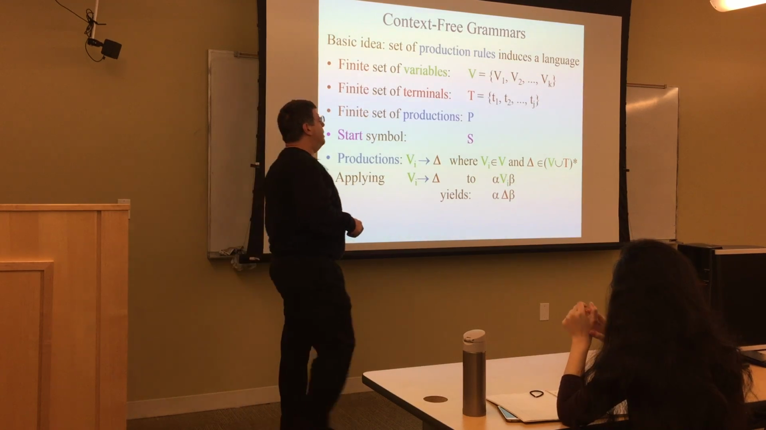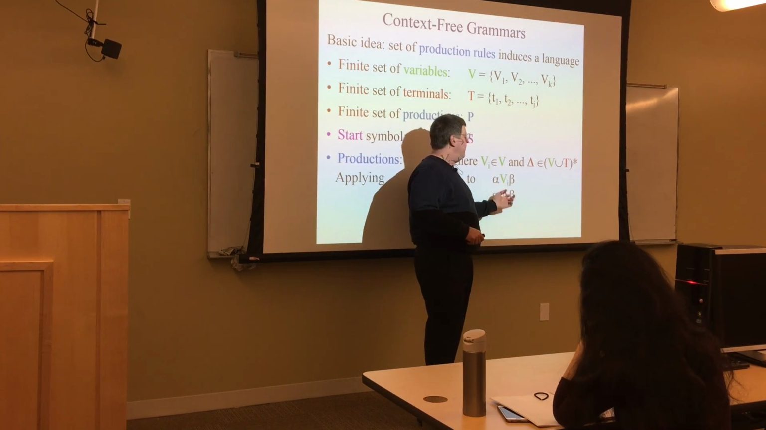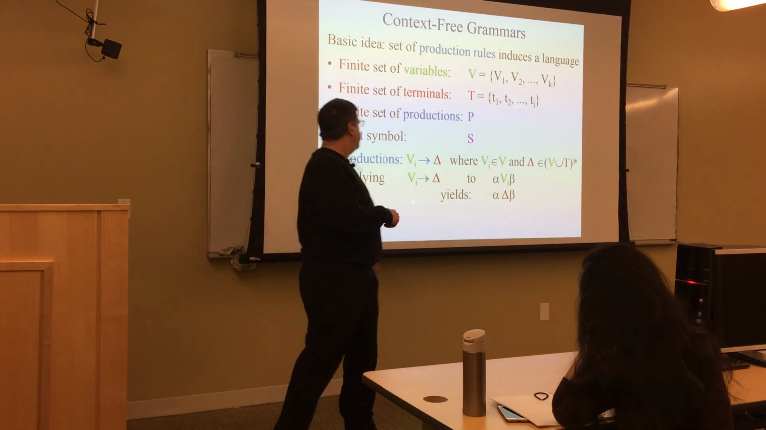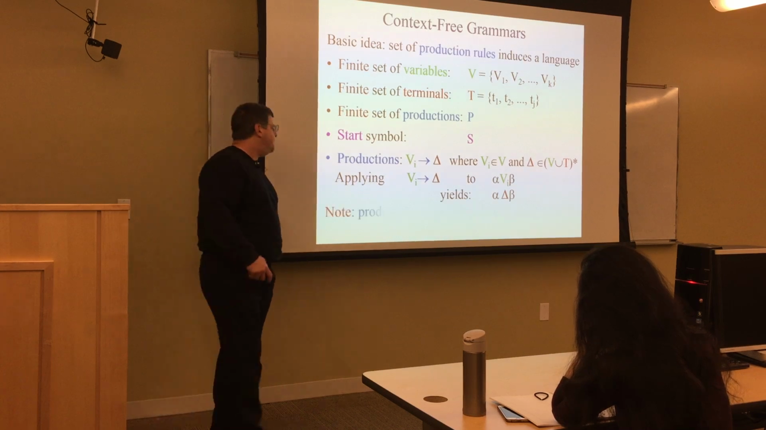And it's replaced regardless of context. So whether it's in the context of some alpha and beta or not, doesn't matter. This vi gets substituted blindly by this delta according to this transition rule, regardless of context. That's why it's called context-free.